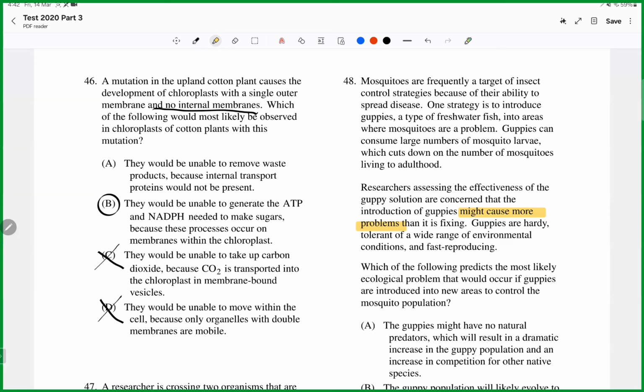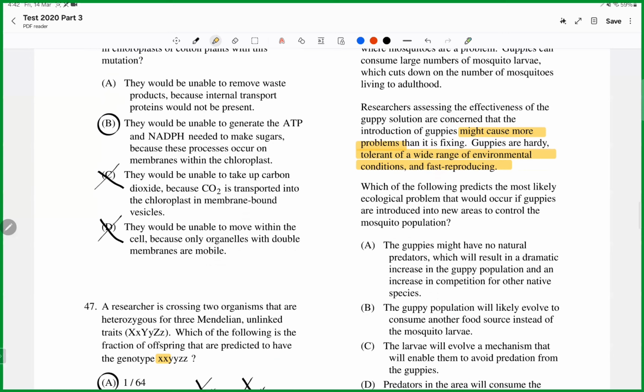Why? Because they are able to tolerate a big range of environmental conditions. They also reproduce fast, just like invasive species, you know? Yeah, guppies, fish. Just like invasive species. So the answer is A. Exactly.